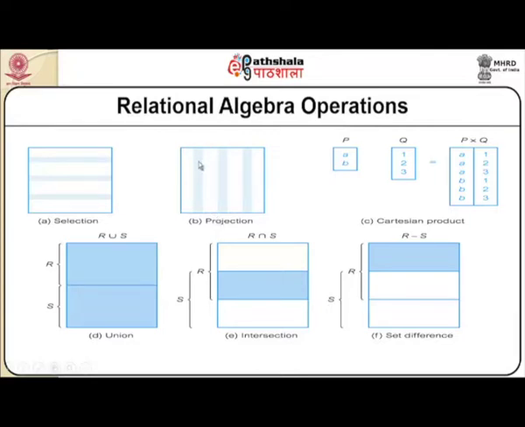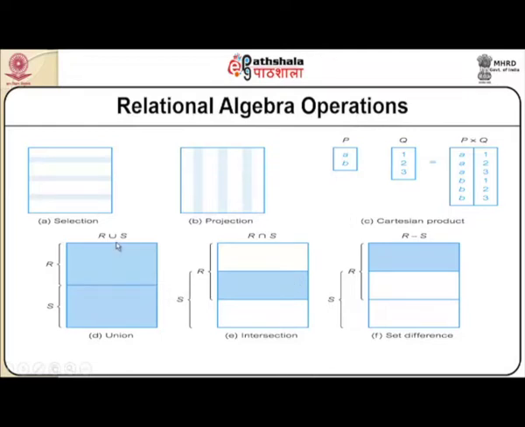Projection happens through attributes or columns. When I define two different relations like P and Q, which have records like A, B for P and 1, 2, 3 for Q, and if I am to do the Cartesian product between P and Q, it becomes A1, A2, A3 and B1, B2 and B3. So, this is your Cartesian product.